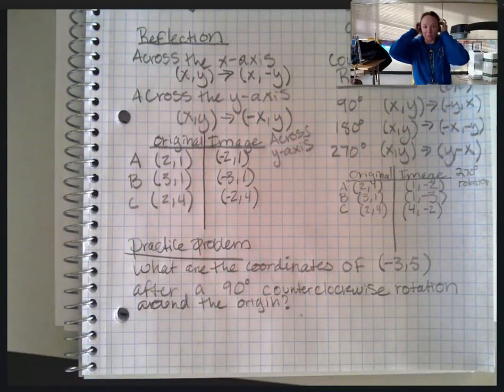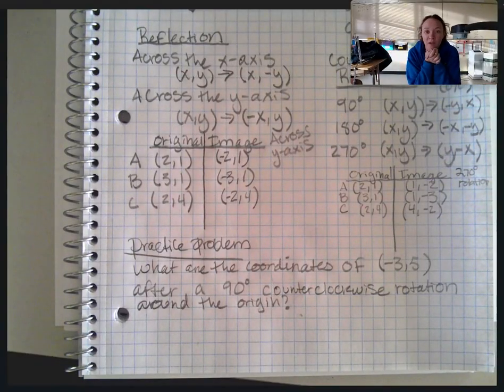All right, so practice problem. What are the new coordinates of the point -3, 5 after a 90-degree counterclockwise rotation around the origin? Good luck.